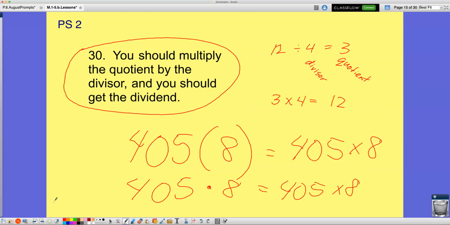All right, when you get to number 30, it's asking you this question. How can you check the correctness of a division answer that has no remainder? Well, you can check it by multiplying the quotient by the divisor, and you should get the dividend. So, for example, here's the dividend, here's the divisor, here's the quotient. Check your answer by taking 3 times 4, and if you get the dividend, like we did here, then you've got the correct answer. 12 divided by 4 is 3. So just do the inverse operation.